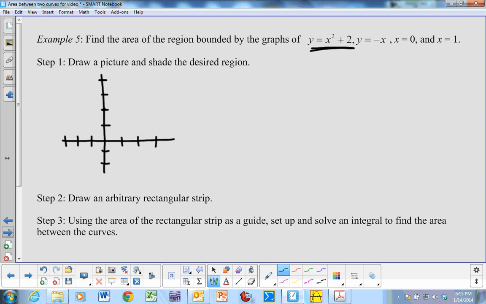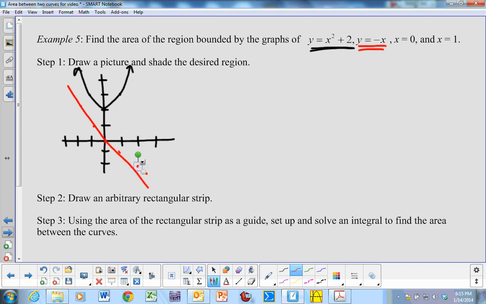And then if you plug in 1 into x, you're going to get 3. And if you plug in -1, you're going to get 3 also, and so you're going to have a graph like this. The second graph is simply a line, y equals minus x. So that's just a line that goes through 0, 0 and has a slope of -1. So that's pretty simple to draw.